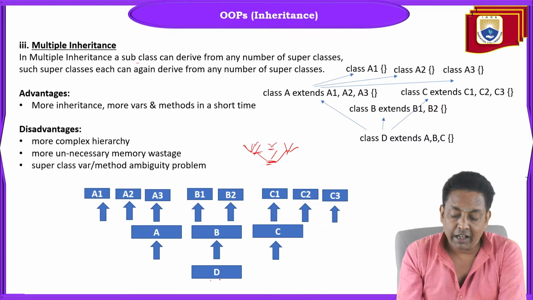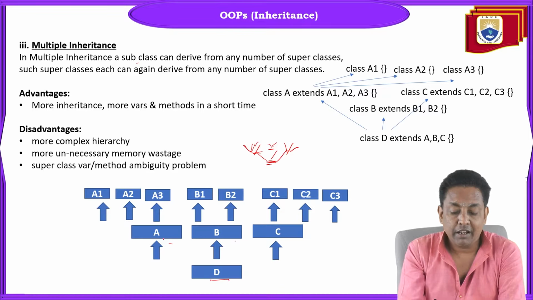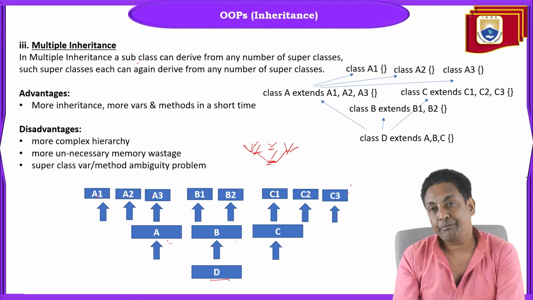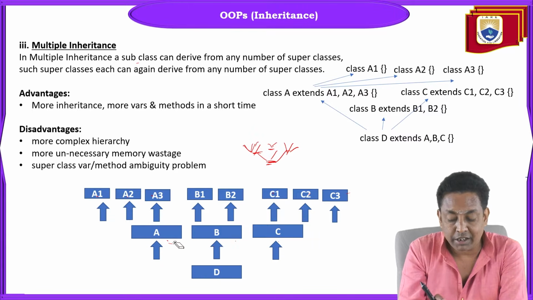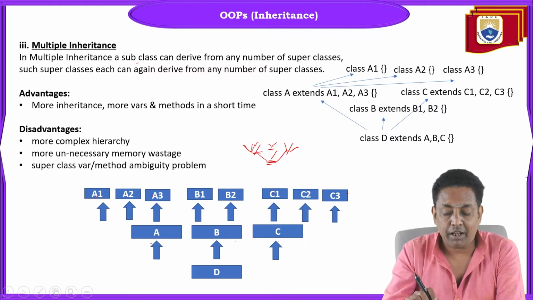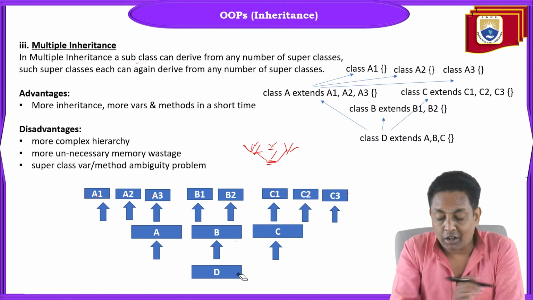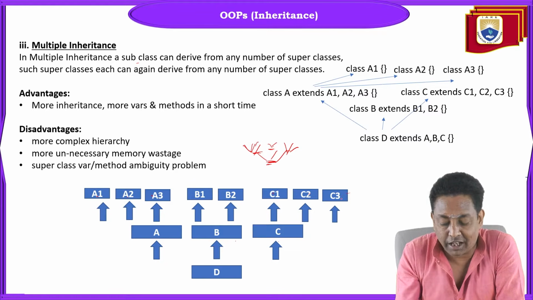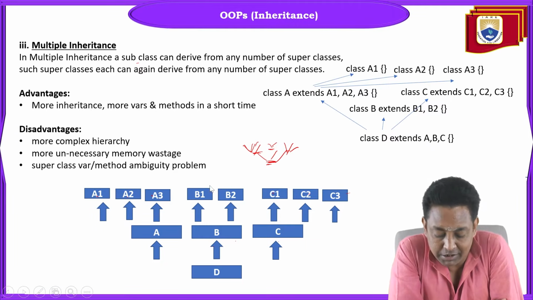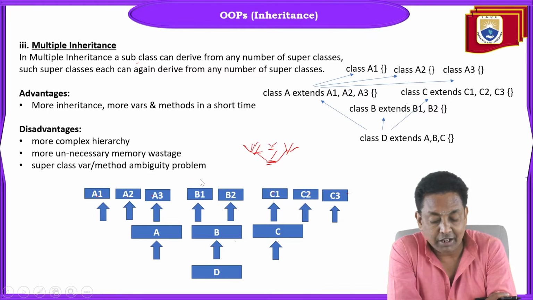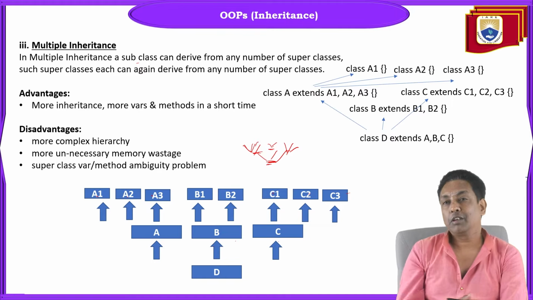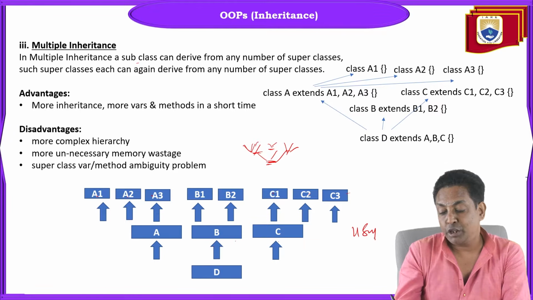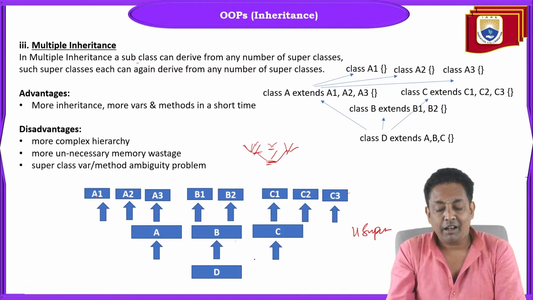See here, D derived from A, B, C; A derived from A1, A2, A3; B derived from B1, B2; C derived from C1, C2, C3. Altogether, how many superclasses does A have? 3, B 2, C 3. Altogether, how many superclasses is D derived from? 3 plus 3 is 6, plus 3 is 9, plus 2 is 11 superclasses. Within two levels of hierarchy, class D is derived from 11 superclasses.